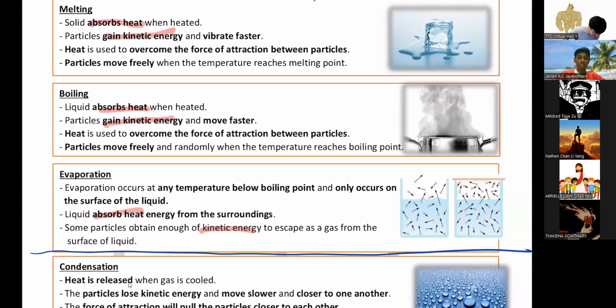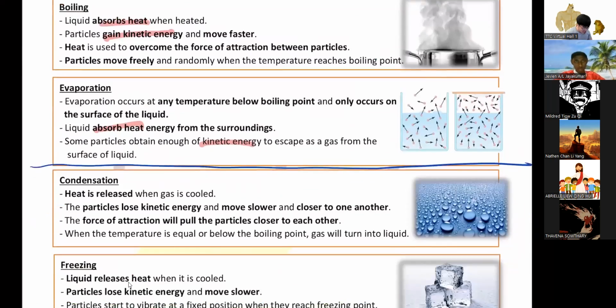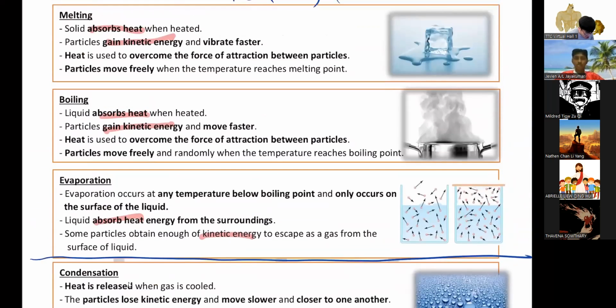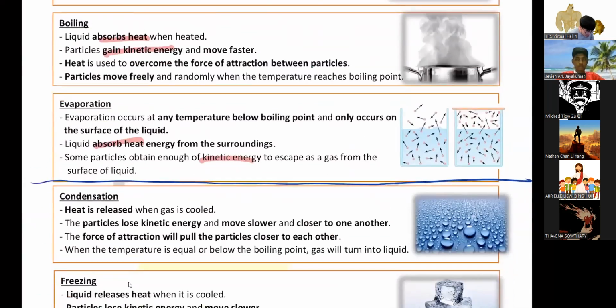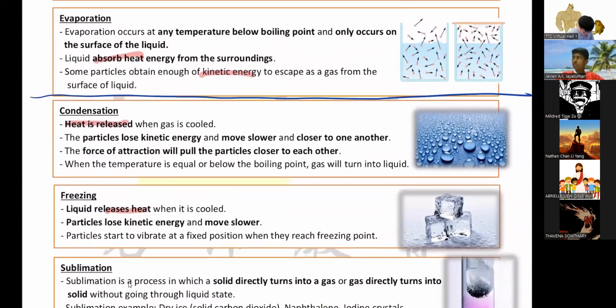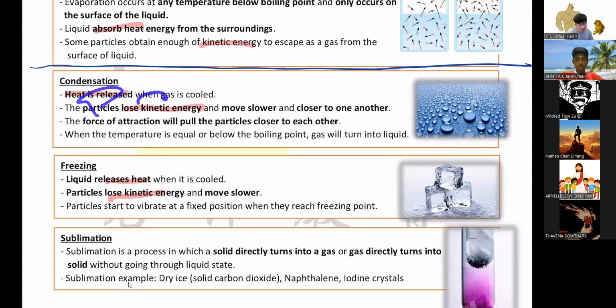Okay, anyway, so this is breaking up. So let's talk about the reverse, condensation and freezing. That's the other way around. Whatever you know just now, you reverse it. So that's the blue arrow. They become colder, they will release heat. So for these two, you see heat is released, heat is released. So they lose kinetic energy. Just now, gain heat, gain kinetic energy. Now, lose heat, lose kinetic energy.